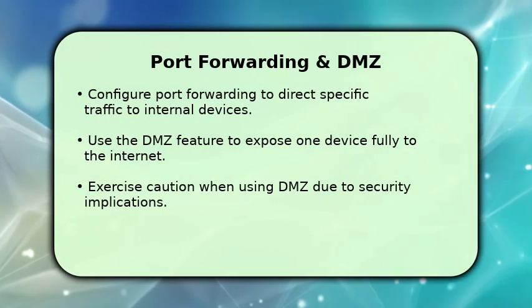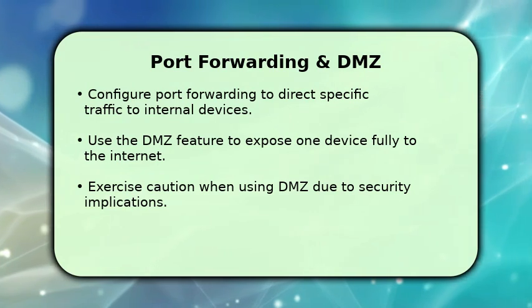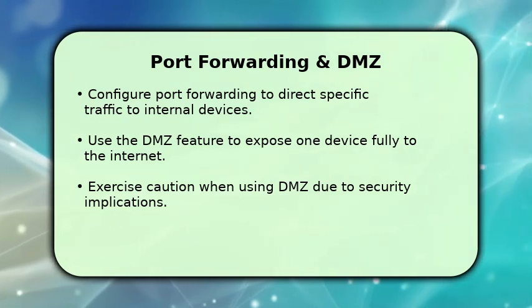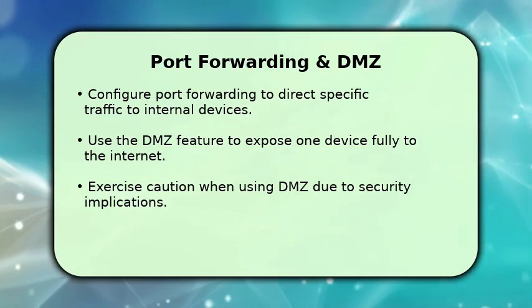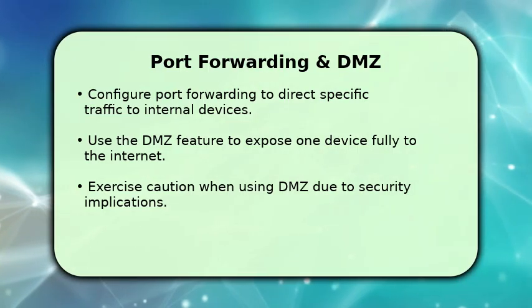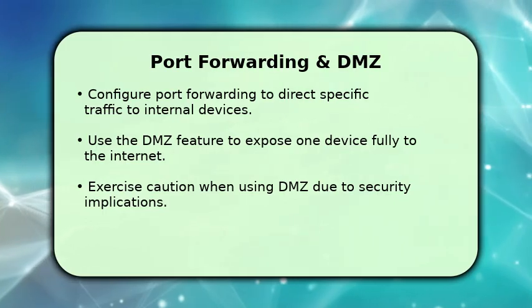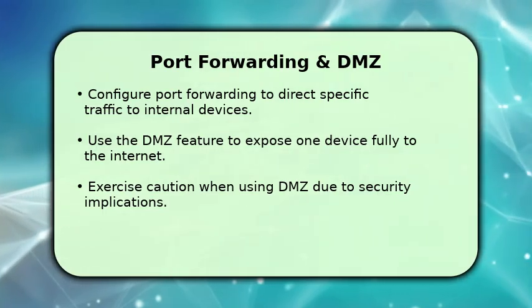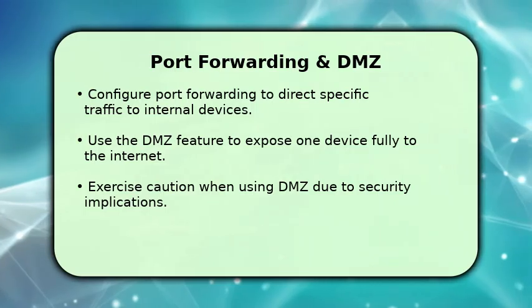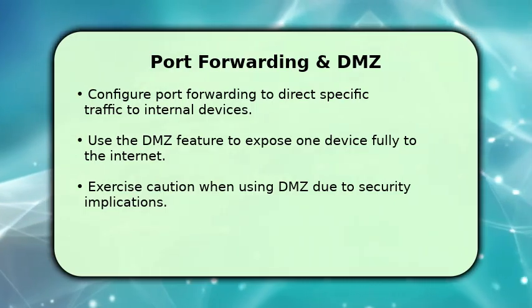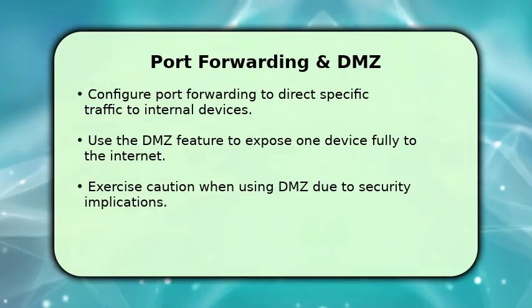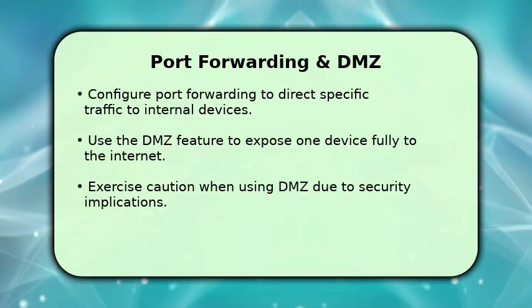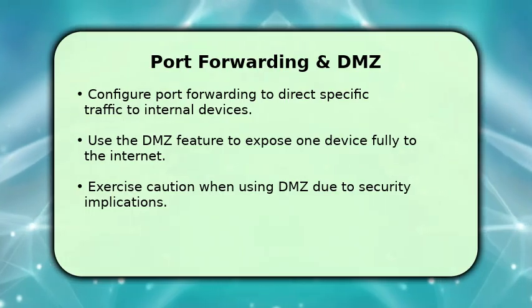Sometimes, setting up a public IP also involves configuring how external traffic reaches specific devices on your internal network. This is where port forwarding comes in handy, allowing you to direct incoming requests on a specific port to a particular device. Alternatively, you can use the DMZ, or Demilitarized Zone, to expose one device entirely to the internet, but be aware this carries significant security risks.